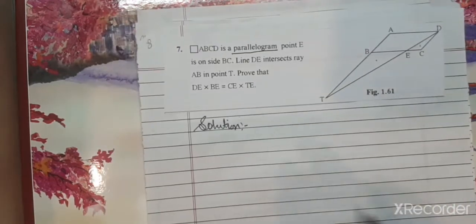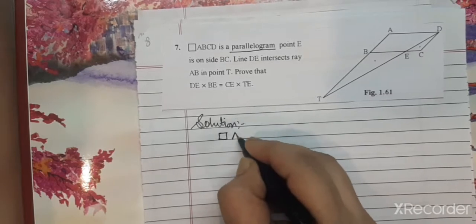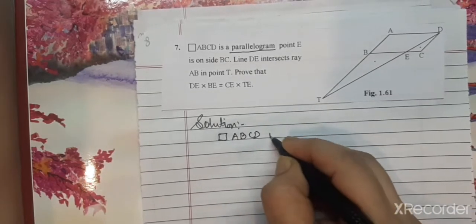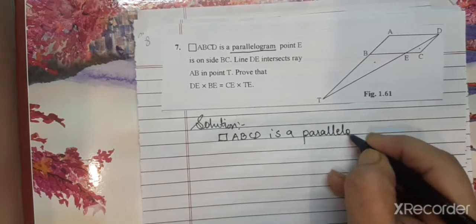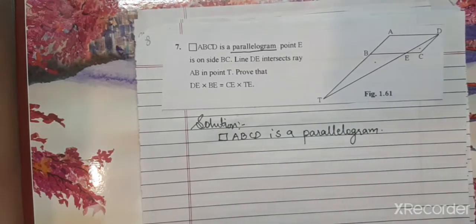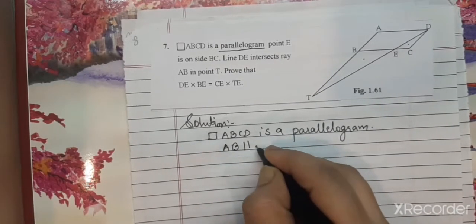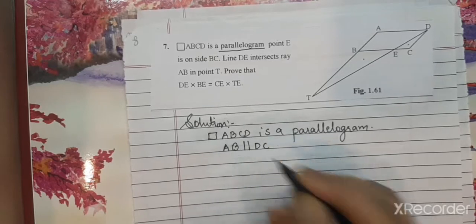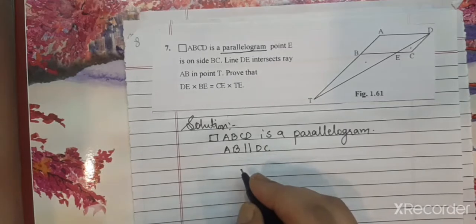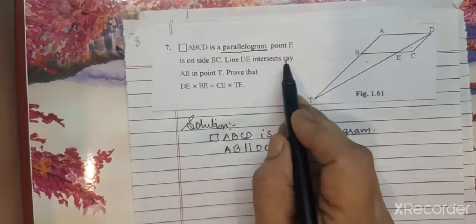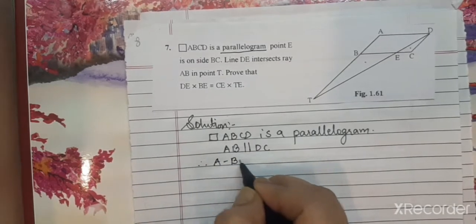Okay. Now, given is quadrilateral ABCD is a parallelogram. Okay. Therefore, AB parallel to DC. Okay. It is a property of a parallelogram. Now, since DE intersects ray AB in point T, we can write that A, B, T are collinear.